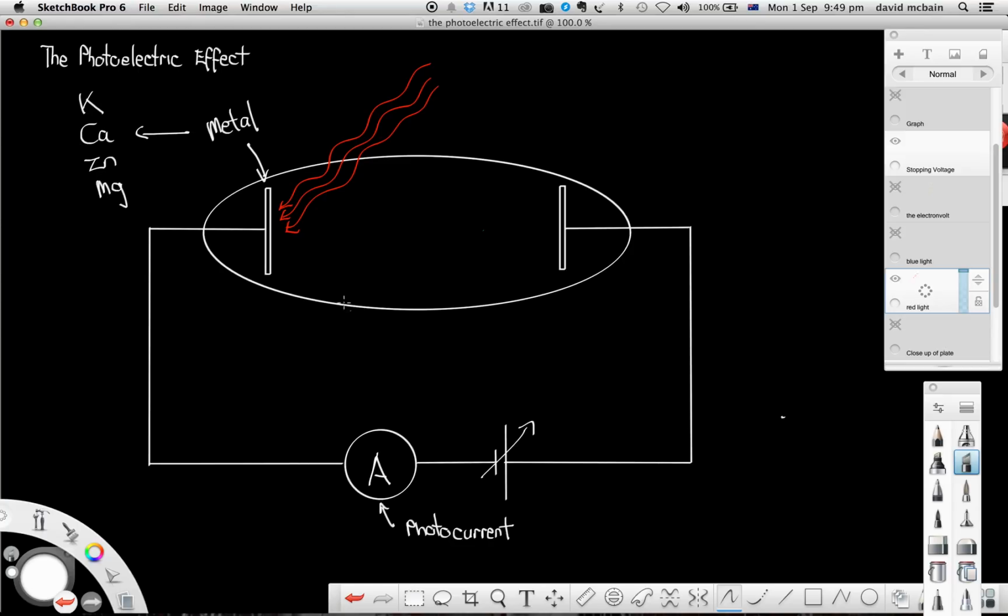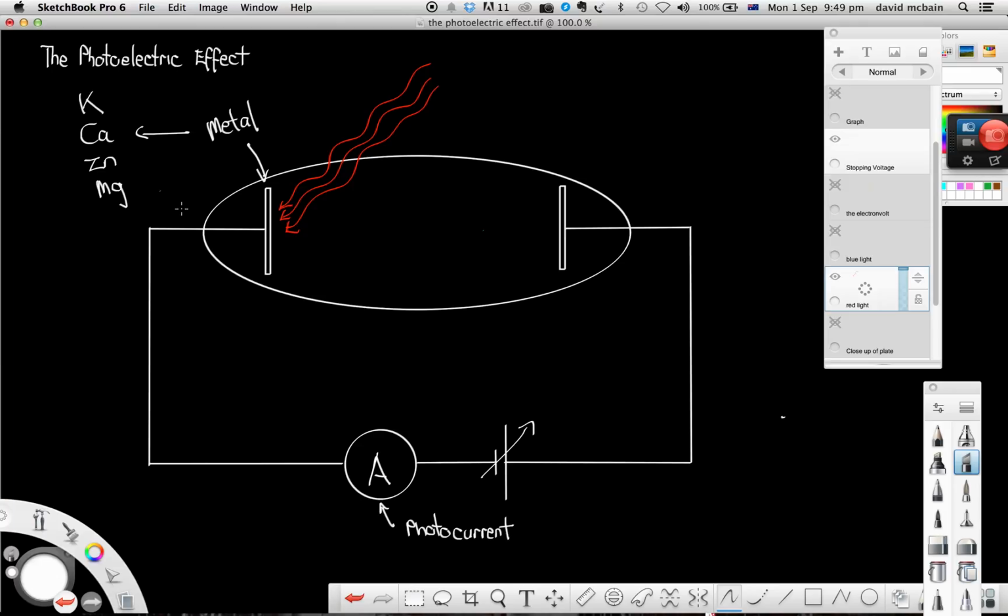And what's important to know is that these metals hold on to their electrons to different degrees of tightness. So depending on the atomic structure of the metal and how tightly the electron is bound to the nucleus, and also what shell the electron is in, all of those things determine how much energy it takes to knock an electron out of one of those atoms. And so that's something to keep in mind when we're looking at the results of the photoelectric effect.